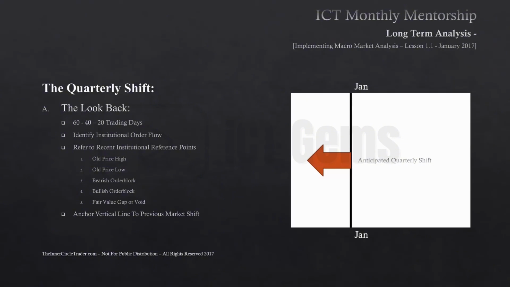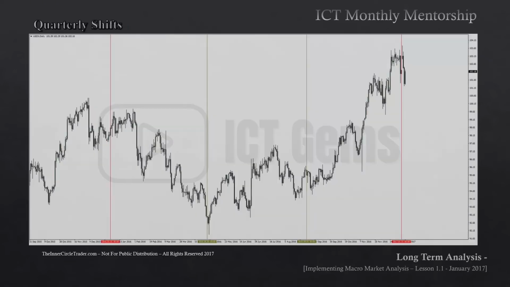I would look 40 trading days to the left of that, and I would look 20 trading days to the left of that, December 1st, or whatever the first trading day would be for December 2016. And I'd be looking for, over those 3 months, where's the high and where's the low. If the market has been trading higher, I'm going to frame everything off of the market low. If it's been trading lower, I'm going to frame everything off of the market high. Once you do that, you're anchoring your vertical line to a previous market structure shift.